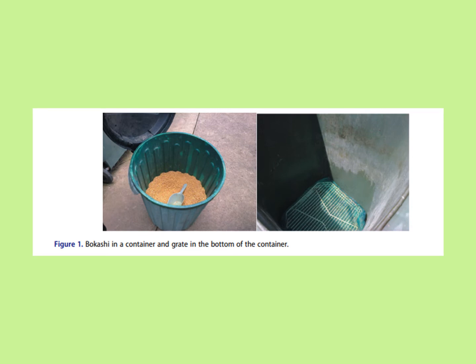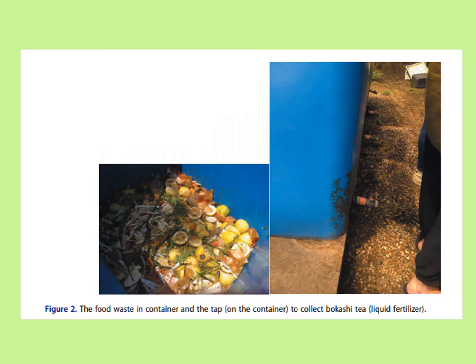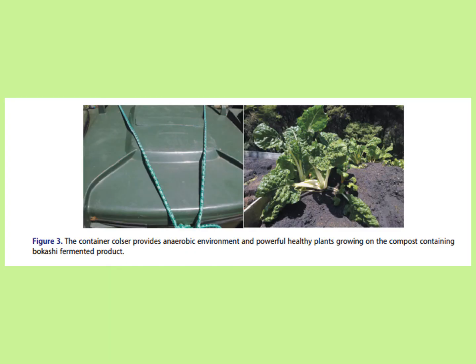Here you can see on the left-hand side bokashi in a container, and on the right-hand side the grate in the bottom of the container. Here you can see on the left-hand side the food waste in the container, and on the right-hand side the top of the container to collect bokashi tea, which is a liquid fertilizer. Here you can see on the left-hand side the container closer provides an anaerobic environment, and on the right-hand side powerful healthy plants growing on the compost containing bokashi fermented product.